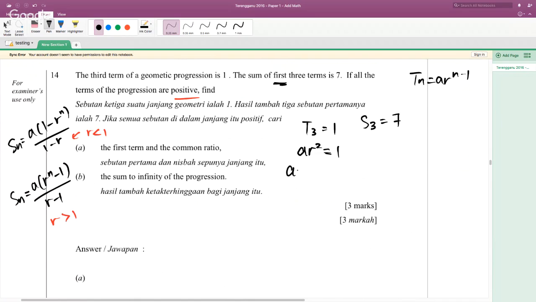So I will just say a equals 1 over r squared, as my first equation. So I'm trying to substitute it into here. Maybe I choose the second one: a times (r to the power 3 minus 1) over (r minus 1) equals 7.